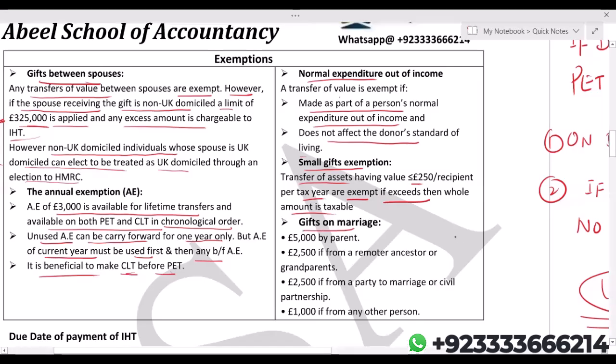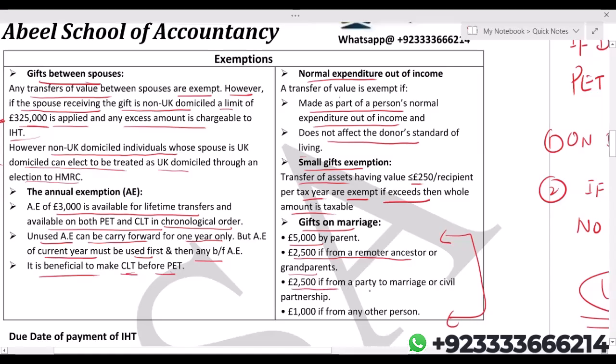Gifts on marriage, students, you have to memorize this, okay? £5,000 by each parent. £2,500 if from a remoter ancestor or grandparents, mainly the grandparents. Basically, again, this £2,500 is from each. We are talking about a grandfather and, let's say, a grandmother.